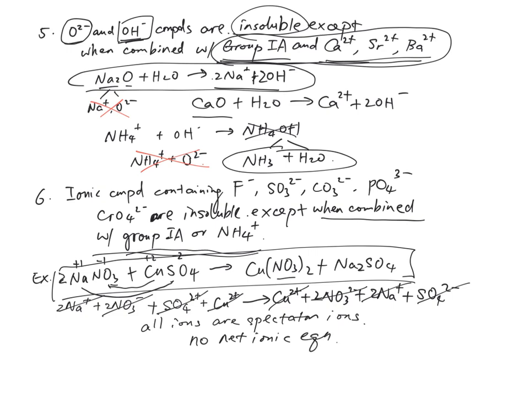Well, no net ionic equation means what? Remember when we first introduced the net ionic equation in the last lecture, we said the net ionic equation is the real chemistry. Remember in that neutralization reaction, we said H plus and OH negative are going to neutralize each other and turn into a water molecule. That's the real chemistry in the neutralization reaction. No net ionic equation means what?